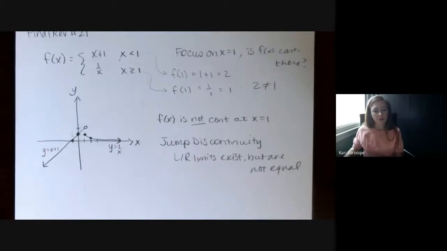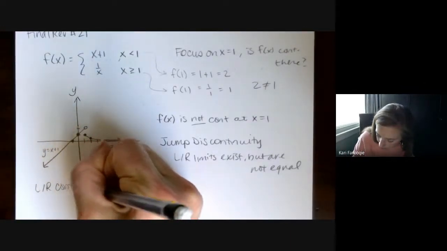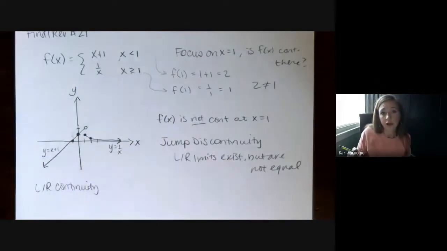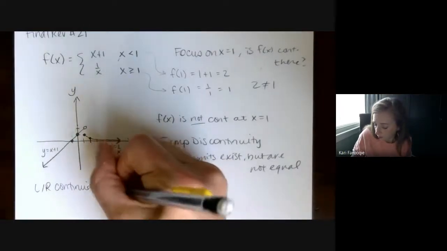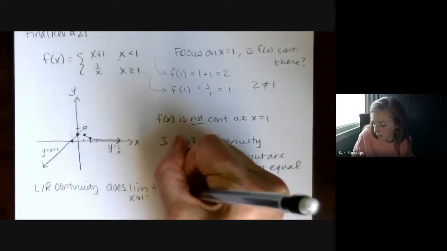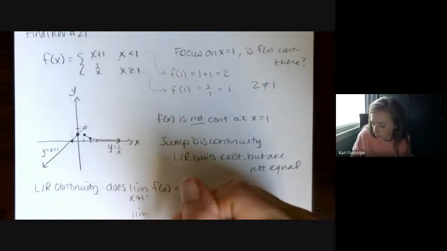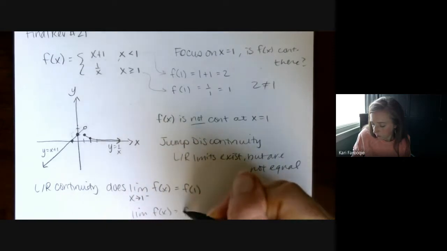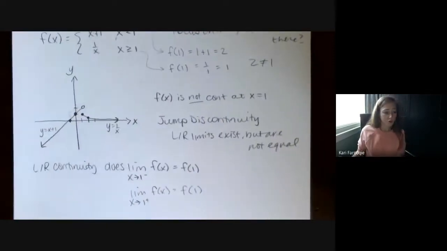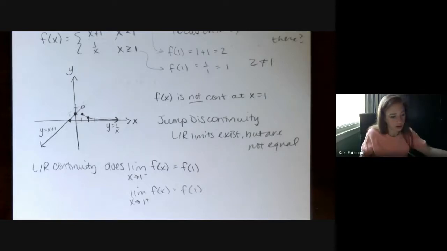And then the last question was asking you about whether the function was left or right continuous. So what you're looking for with left and right continuity is you're looking for the value of the limit to be equal to the function value. So you're asking, does the limit as x approaches 1 from the left of f of x equal f of 1? And does the limit as x approaches 1 from the right of f of x equal f of 1? So those would be the questions that you're asking yourself when you're trying to determine whether or not your function was left or right continuous.